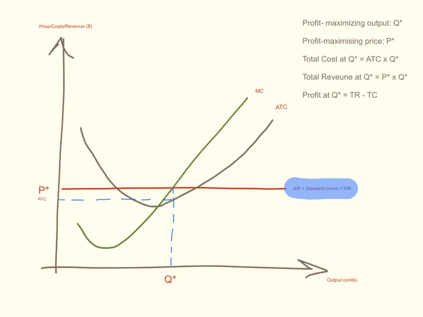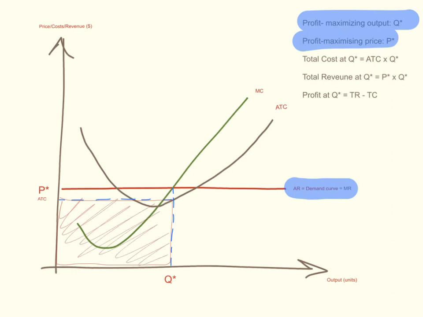You've got the P star, and then you need to go up from Q star until you intersect the ATC curve, and this will be the ATC. So the profit maximizing output will be Q star, profit maximizing price will be P star, the total cost will be this box that I'm about to shade in red. This will be the firm's total cost, and the total revenue will be P star times Q star, which will be this box that I'm shading in blue.